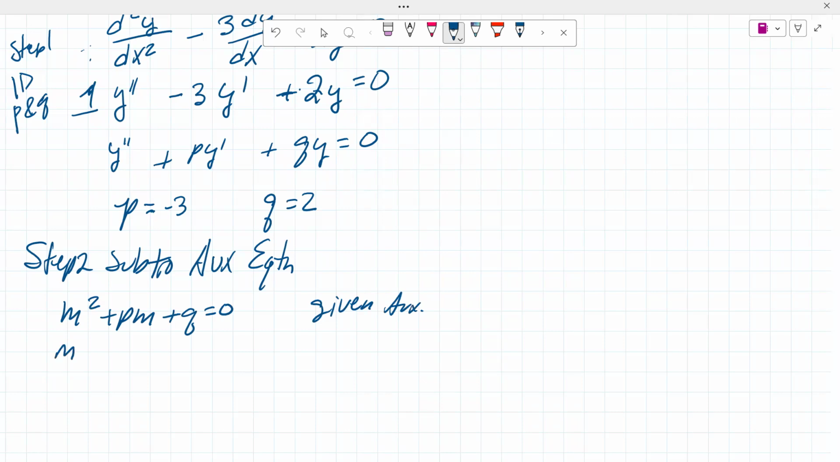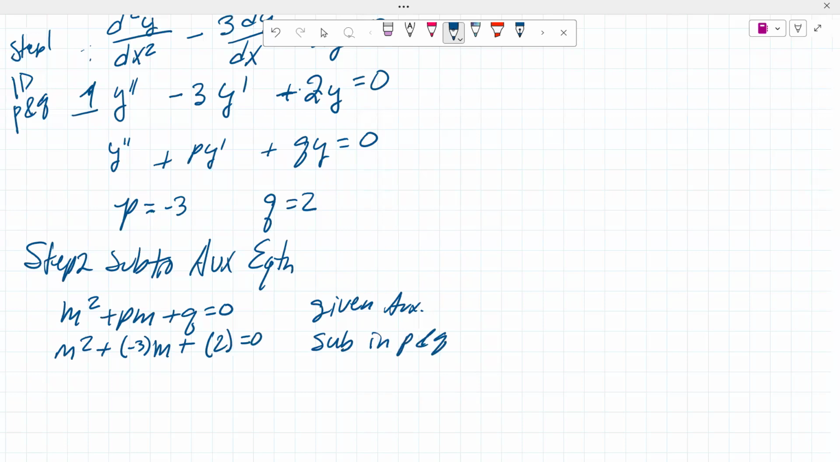So we have m squared plus, what's p? It's -3. And when I substitute things in, I put them in parentheses. That's just to show that it's substituted in. And sometimes if you have something more complicated, it's useful to keep that separated out. So you'll just see that's the way that I do math. Okay, plus q, which is 2, equals 0. So this is just sub in p and q.